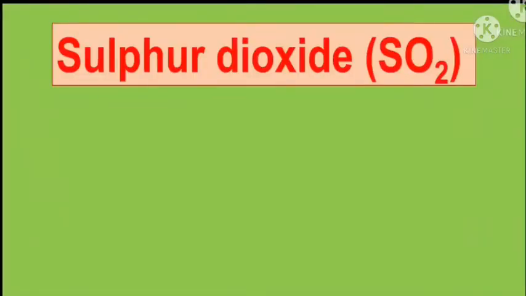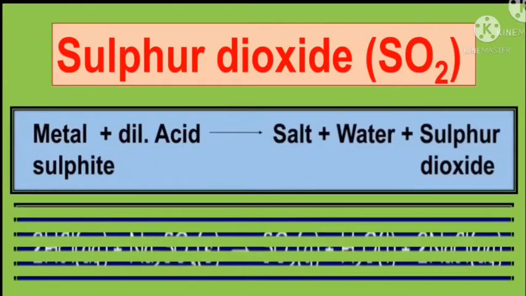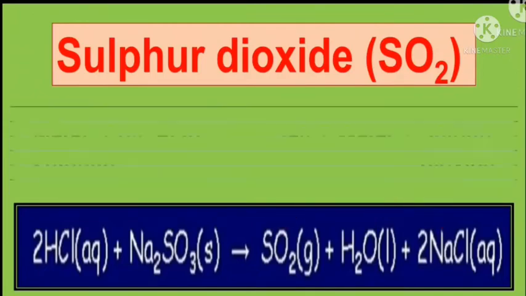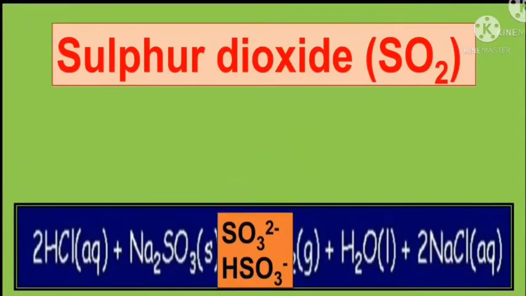Next is sulfur dioxide. It is formed when metal sulfite reacts with dilute acid to form salt, water, and sulfur dioxide. For example, in this reaction, dilute hydrochloric acid reacts with sodium sulfite to produce sodium chloride, water, and sulfur dioxide gas. Formation of sulfur dioxide confirms the presence of sulfite and hydrogen sulfite ions.